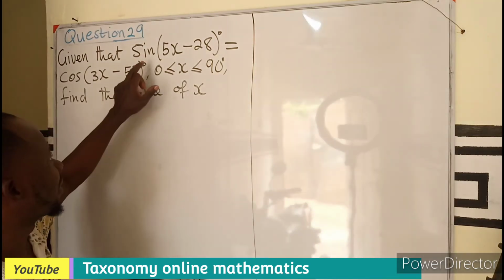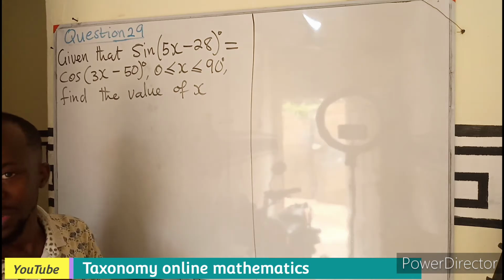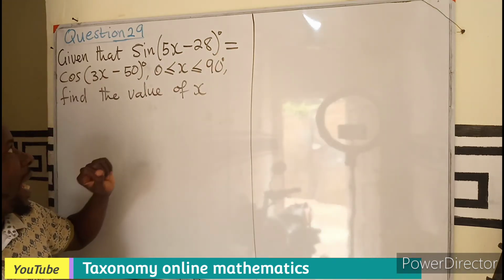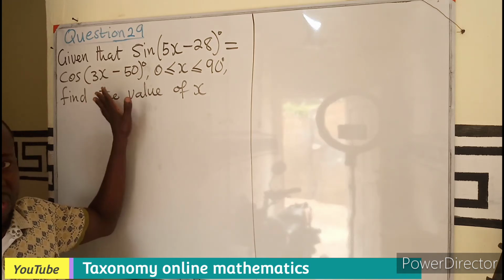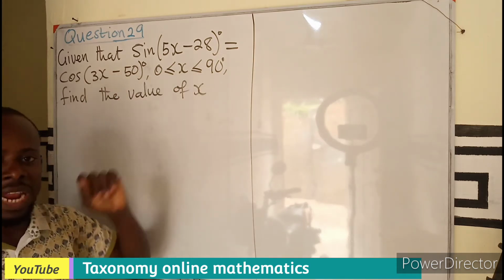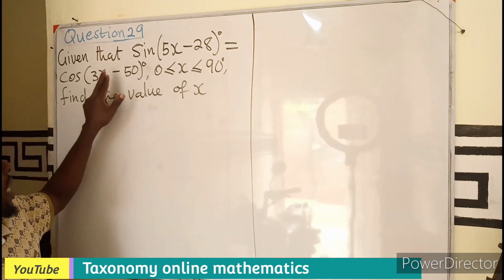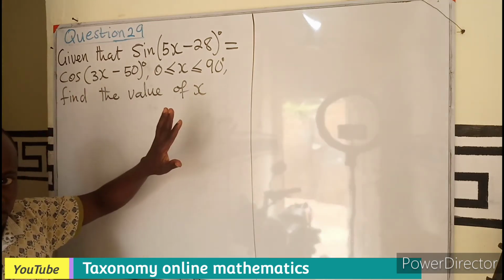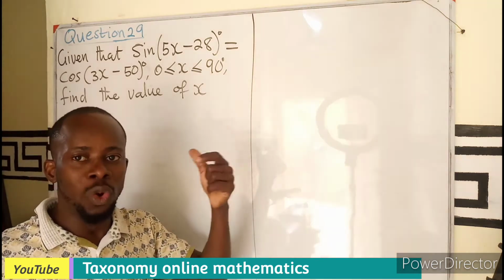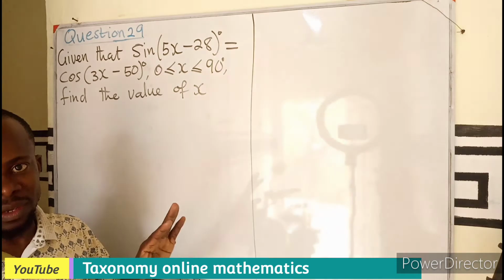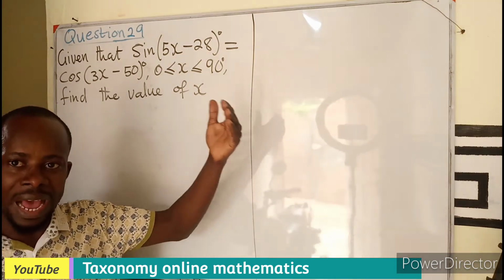Given that sine of (5x minus 28) degrees is equal to cos of (3x minus 50) degrees, where the value of x ranges from 0 to 90, we have to find the value of x. Now, we are saying that sine equals cos. That simply means that we are looking at a property under trigonometry, that is, complementary angles.